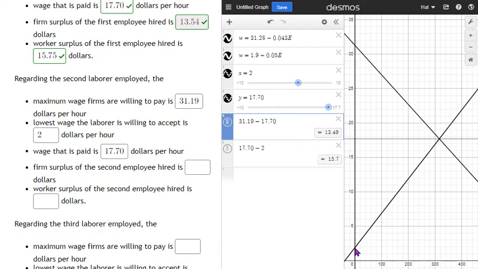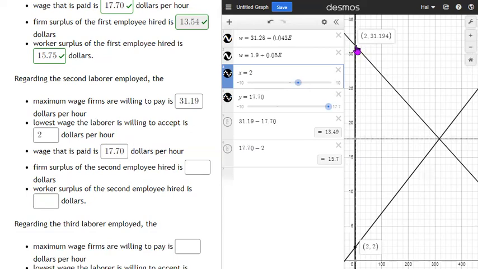So for that second worker, that second person hired, the firm is willing to pay 31.19, but only has to pay 17.70. That worker is willing to do the job for $2, but gets paid 17.70, right? Both that worker and that firm win when they exchange, when the laborer exchanges his or her services for the employer's pay. When they make that voluntary exchange, they both win.